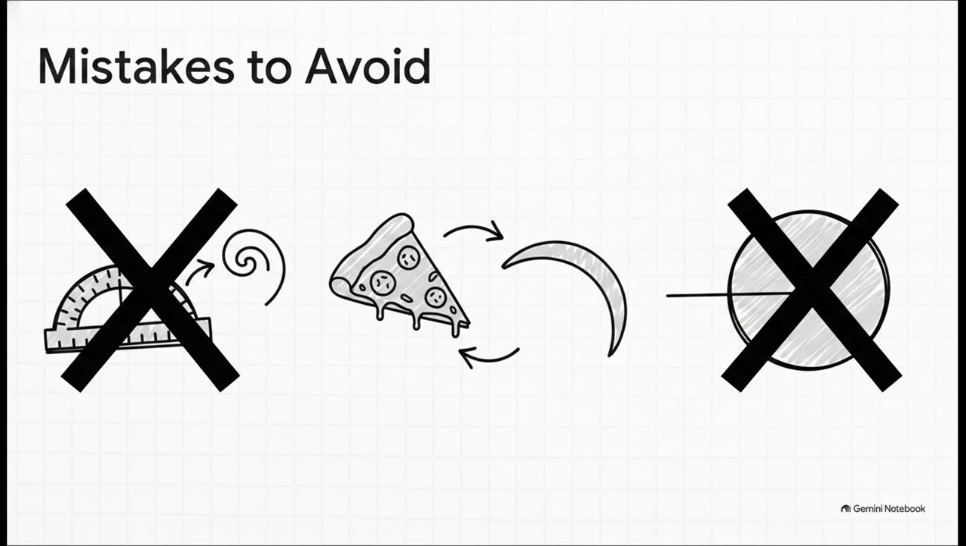Another massive trap is accidentally using the radian formula when you're given a degree measure, or swapping the formulas entirely and finding the crust when the question specifically asked for the whole slice. Always double-check your formula before you start crunching the numbers.